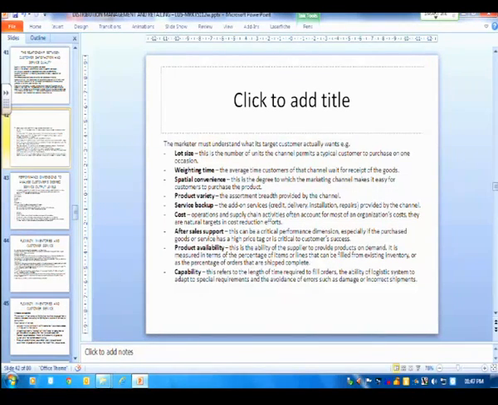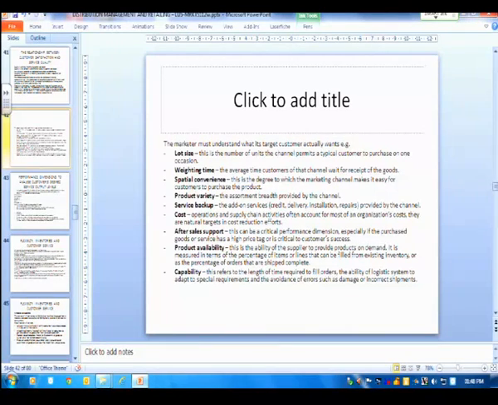Cost. Operations and supply chain activities often account for most of an organization's costs. They are natural targets in cost reduction efforts. After sales cost. This can be a critical performance dimension, especially if the purchased goods or services have a high price tag or are critical to customer success.